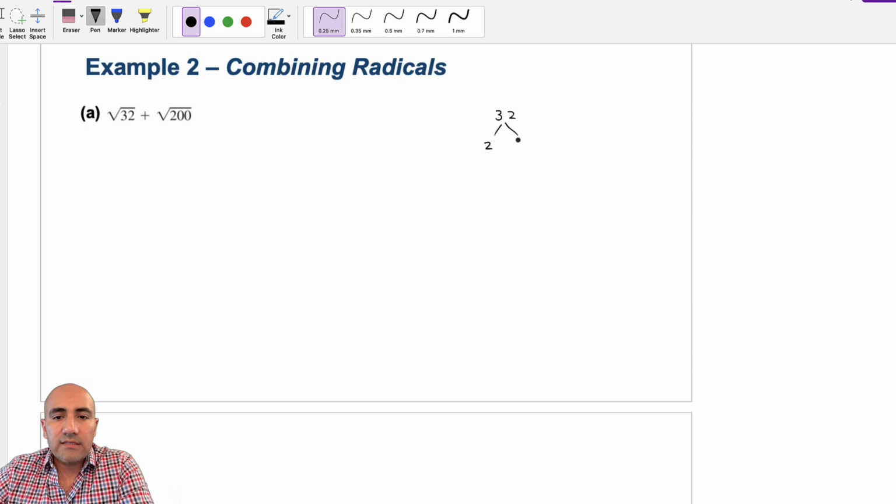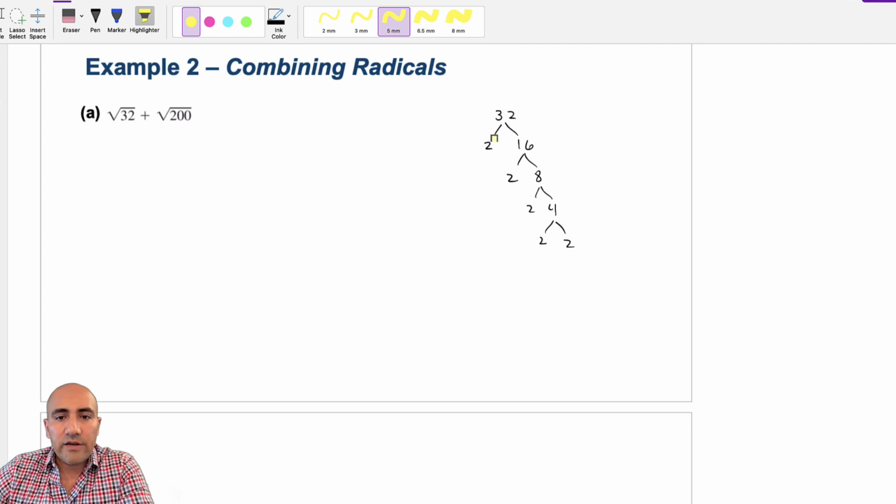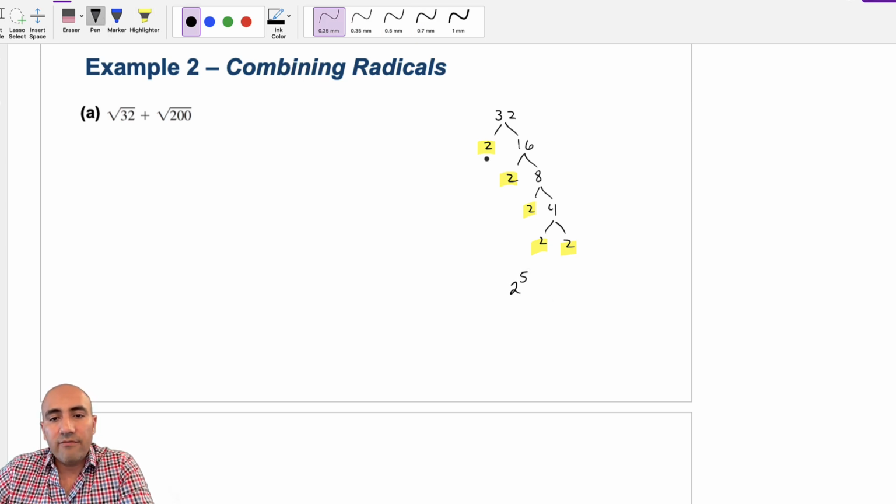2 goes into that 16 times, and 2 goes into that 8 times, and 2 goes into that 4 times, and 2 goes into that 2 times. So, as you might already know, 32 is equal to 2 times 2 times 2 times 2 times 2, 5 times, right? So 2 to the power of 5 (1, 2, 3, 4, 5) is equal to 32.